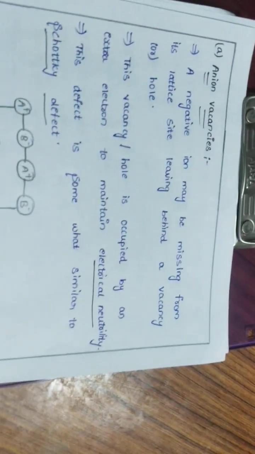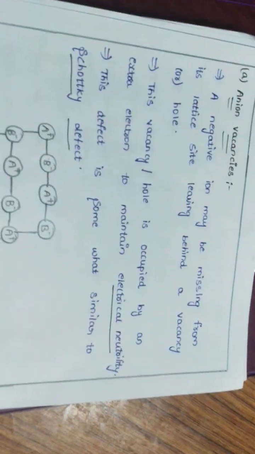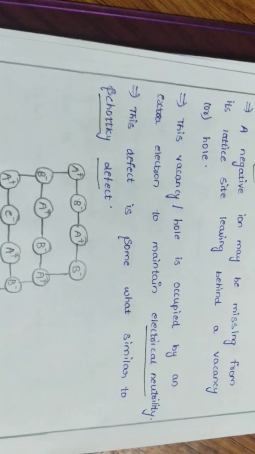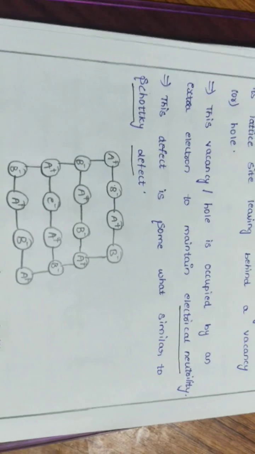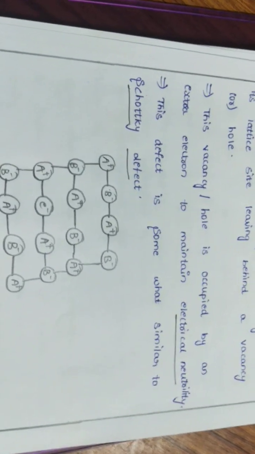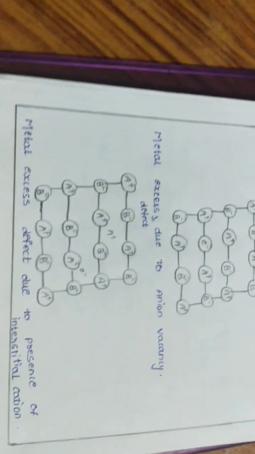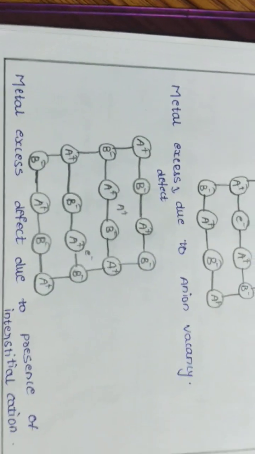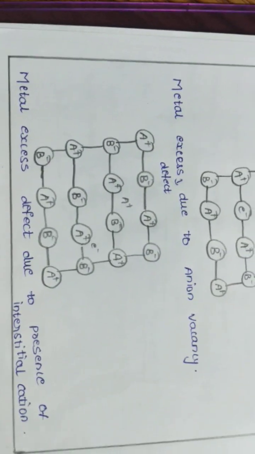Anion vacancies. A negative ion may be missing from its lattice site, leaving behind a vacancy or hole. This vacancy or hole is occupied by an extra electron to maintain electrical neutrality. This defect is somewhat similar to Schottky defect. This is the diagrammatic view. Metal excess due to anion vacancy defect. Metal excess due to presence of interstitial cation.